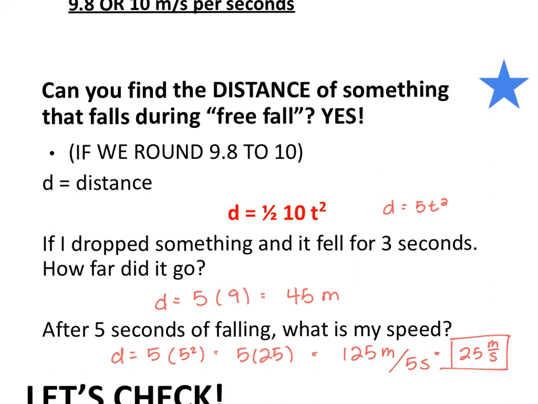There is another equation that you can use, and that's only in the event that you don't have anything else, and that's 10 times t. But for the most part, you're going to be working with this equation down here.